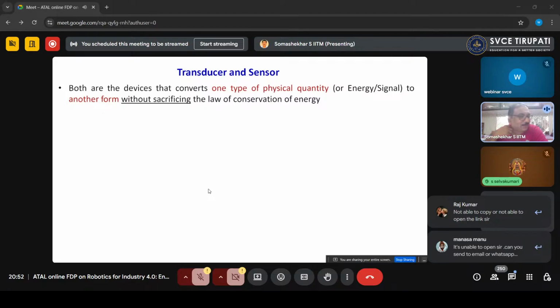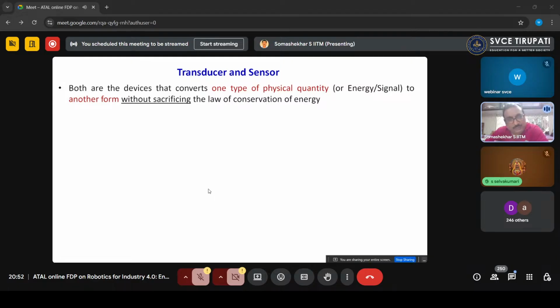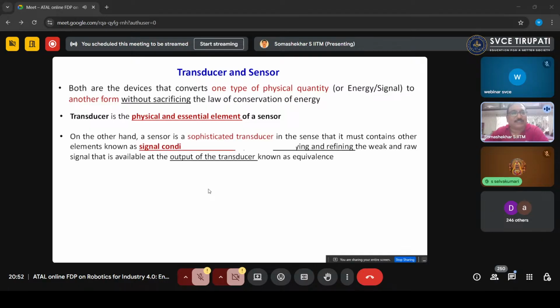And if you see this now, the transducer and sensor are both devices that convert one type of physical quantity to another form without sacrificing the laws of conservation of energy. Transducers and sensors are used simultaneously. Transducer is a physical and essential element of the sensor.